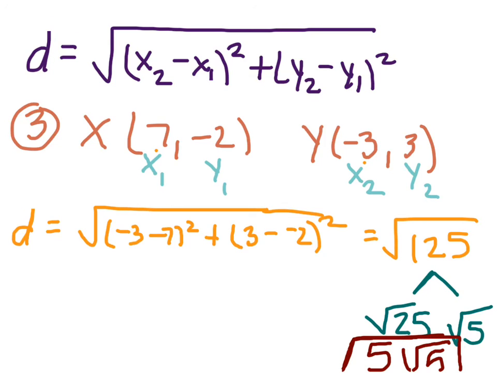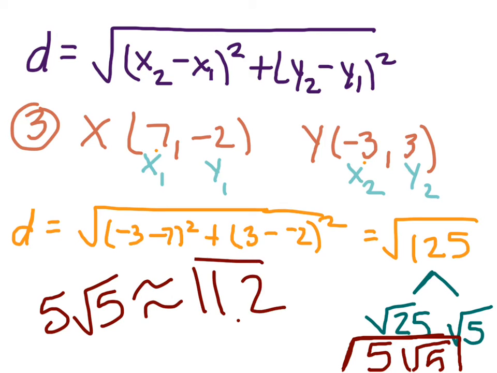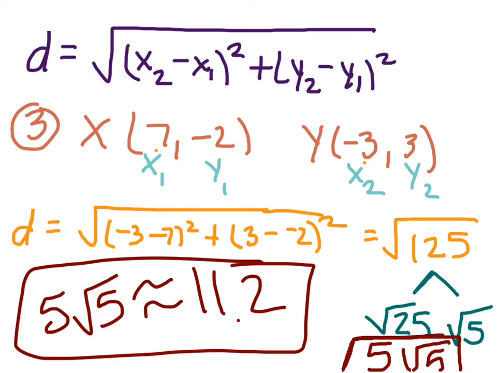5 radical 5. If we were trying to find the length of something that we were trying to paint, you wouldn't necessarily say that the room is 5 radical 5 feet. I would just plug it in your calculator and round. You should get about 11.2. There you go. There's your final answer.